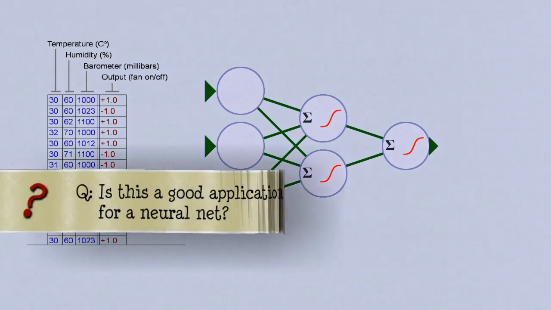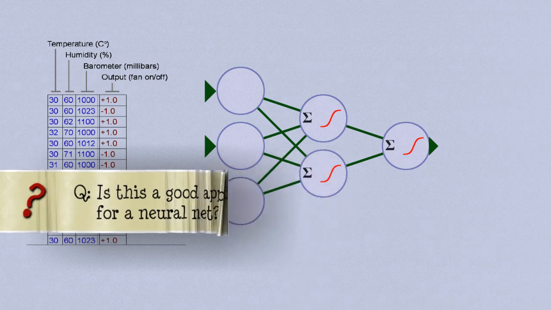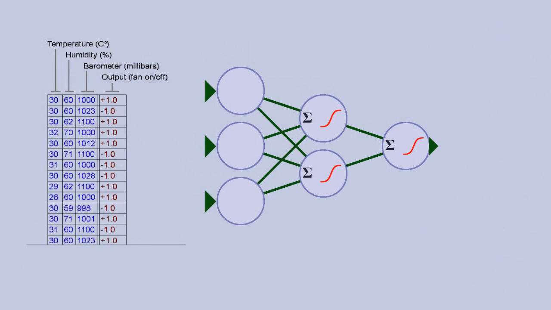But we need to ask a question here at this point. Is this specific application of inputting temperature, pressure, and humidity in order to control a fan a good application for a neural net? And, well, the answer is, it depends. It's not a very good use of a neural net if you already know what the formula is. Suppose you already knew that the fan should come on when some formula like temperature times 0.9 minus twice the humidity divided by the pressure over 2.4.